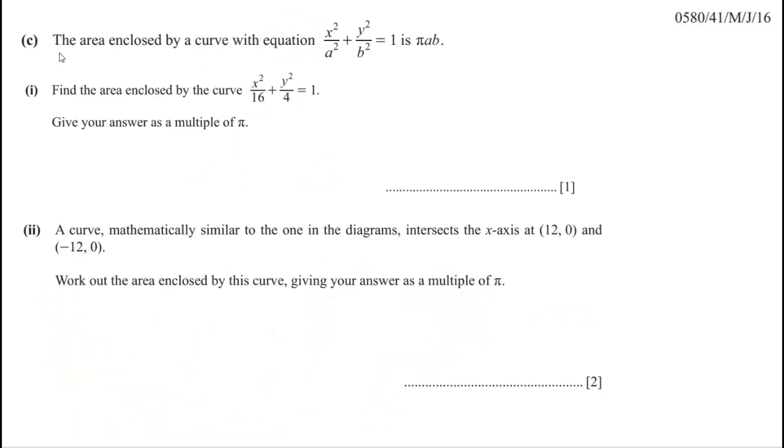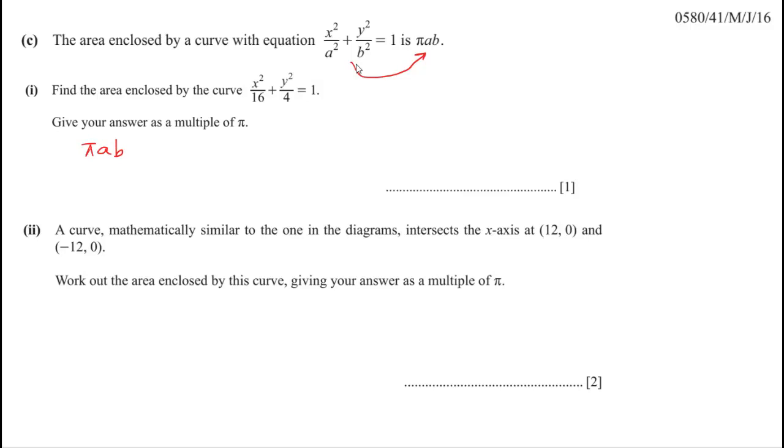In the C part, the area enclosed by the curve with this equation is pi AB. Okay, so find the area enclosed by this curve. The area of this is given. This is the area, and we have just put the value of A and B here. Give your answer as a multiple of pi.